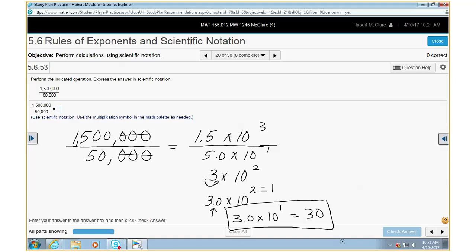And usually if you have an answer that's to the first or to the second, the directions will tell you to write it as a regular number most of the time. Because it is a word problem, and nobody walks up to you and says, I would like 1.5 times 10 to the first, blah, blah, blah. You know, they're going, I want 15 or I want 30. So there's applications. Let's see, that one just says use scientific notation, so they want the answer in scientific notation.